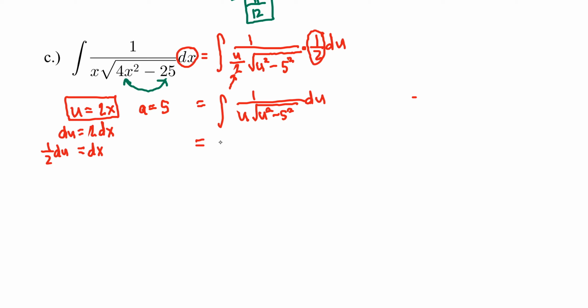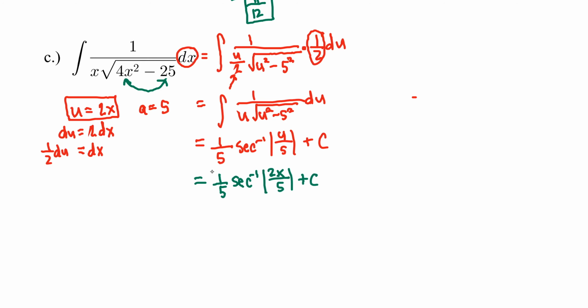So inverse secant has 1 over a, that's 1 over 5, times inverse secant of the absolute value of u over a plus c. Again, just following the formula listed in our notes. We do need to go back and pick up our original variable x, so we have 1/5 inverse secant of the absolute value of 2x over 5 plus c as our antiderivative.